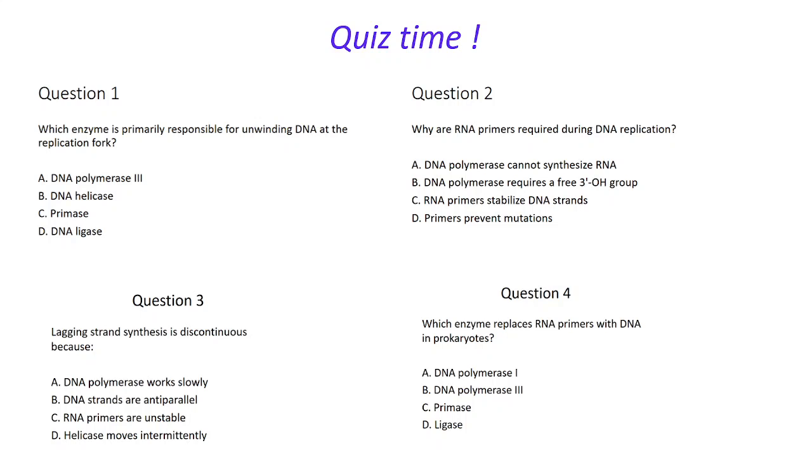So DNA helicase, because it's the enzyme that unwinds the double-stranded DNA helix at the replication fork, separates the two strands so that they can be used as a template for the new DNA synthesis. Okay? Yes, option B. Why are RNA primers required during DNA replication? Why do we need RNA primers during DNA replication?